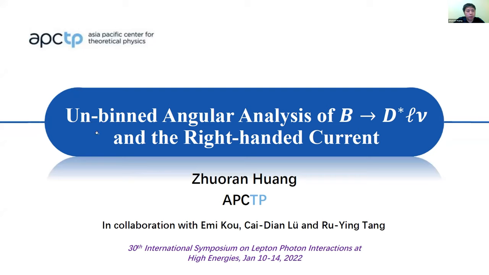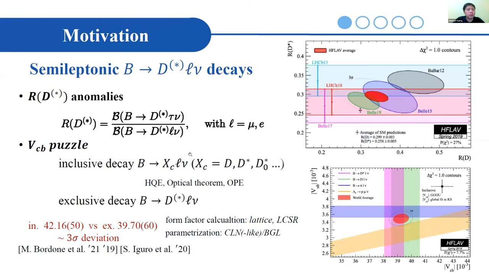Today, I'm going to talk about the unbinned angular analysis of B to D star L nu and the right-handed current, which is based on work in collaboration with Amy Cole, Cai Dian Liu, and Ru Ying Tang. As we know, in recent years, the semi-leptonic B to D or D star L nu decays have gained considerable attention, mainly because of some discrepancies between the experimental measurements and the standard model predictions, including the so-called RD, RD star anomalies and the VCB puzzle.